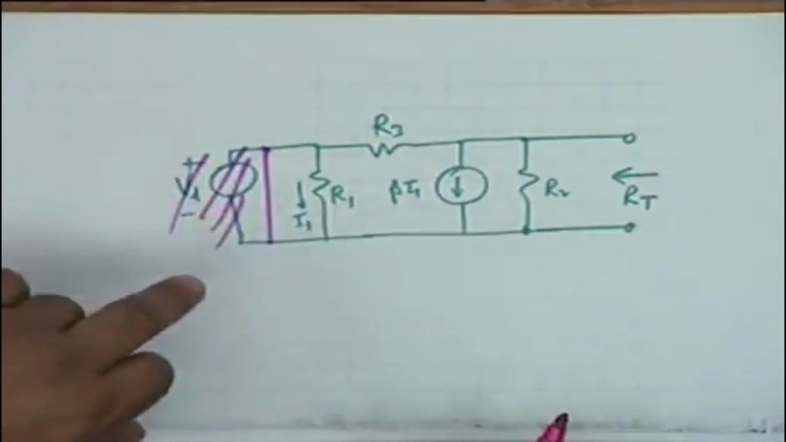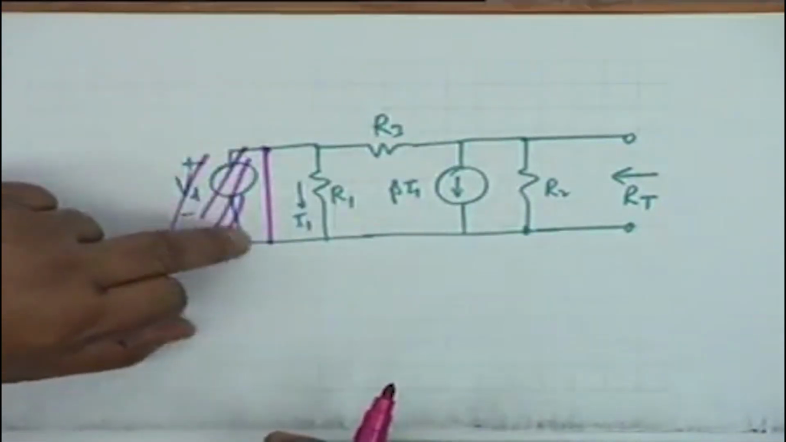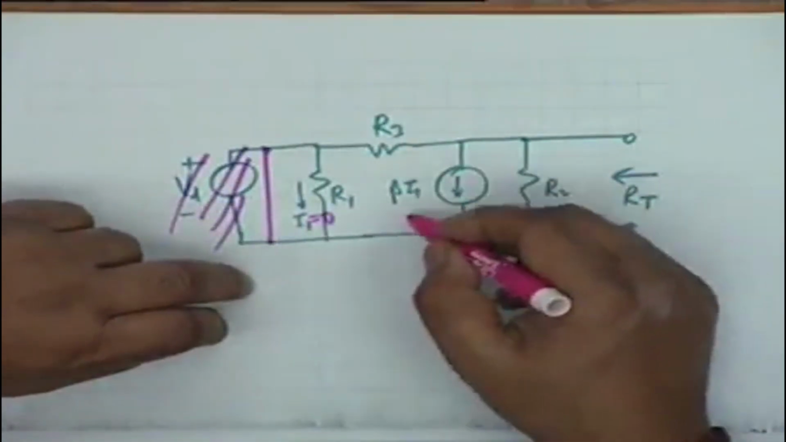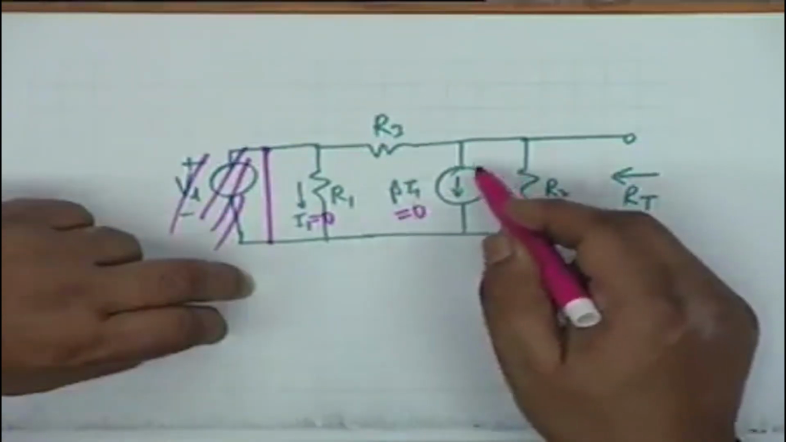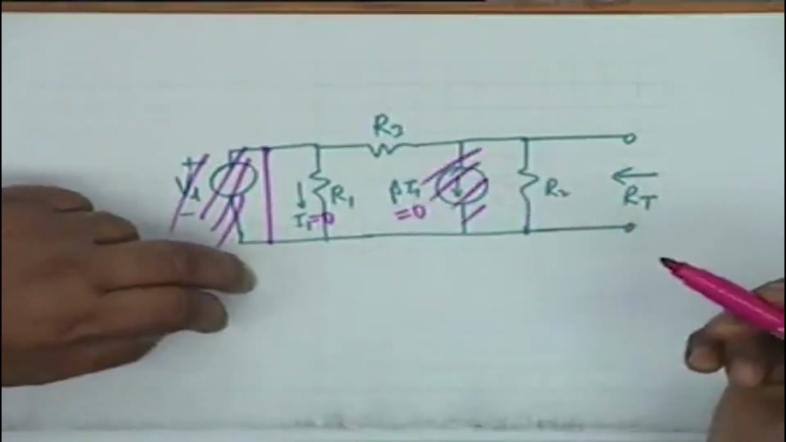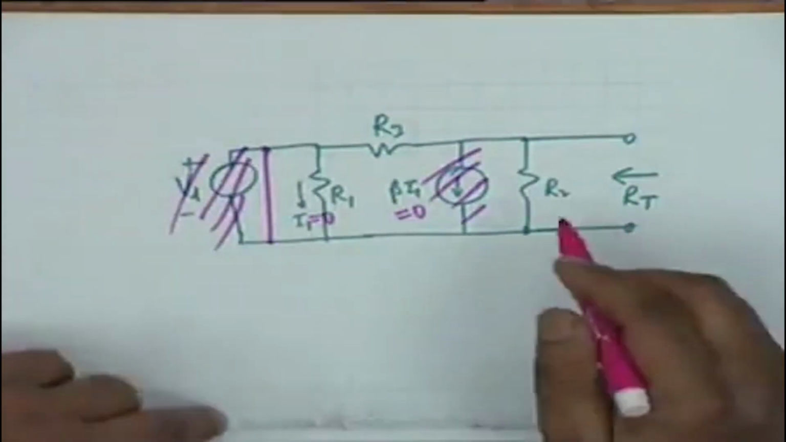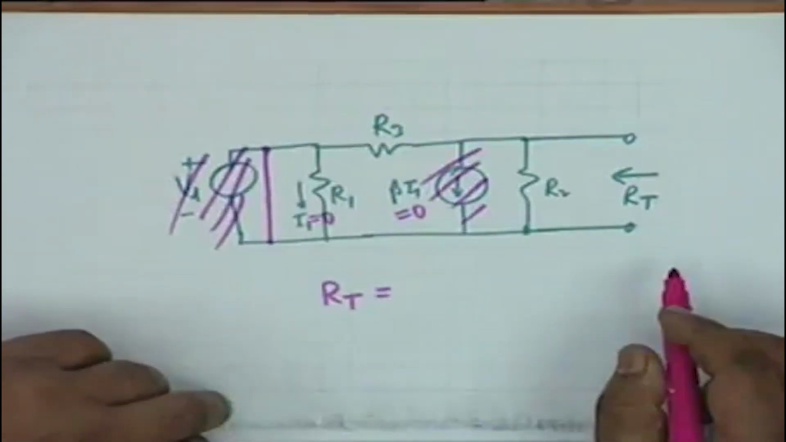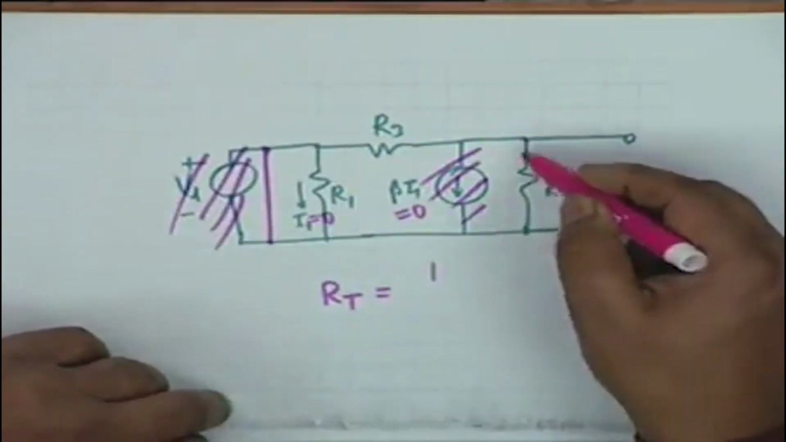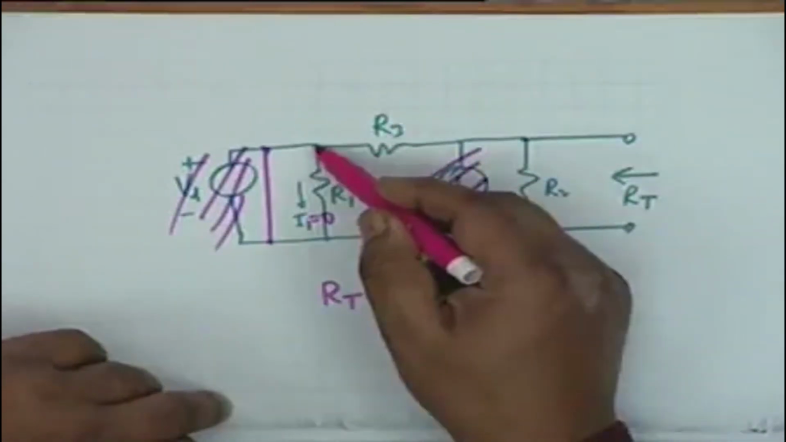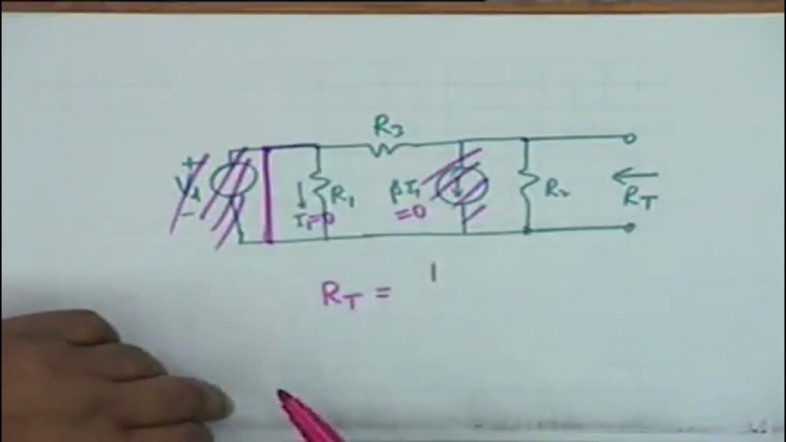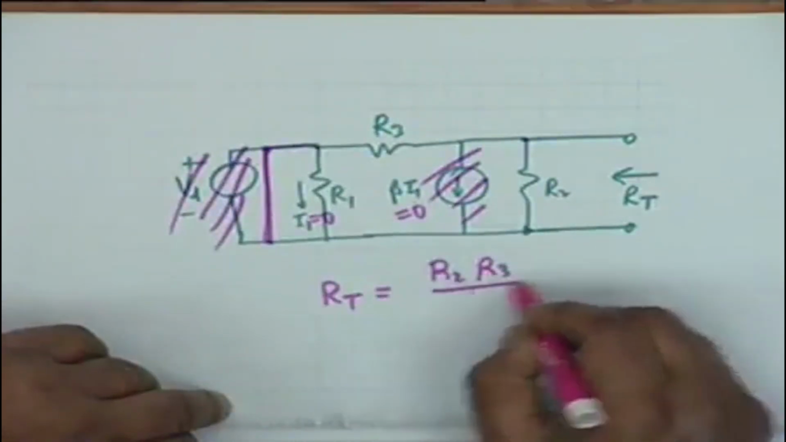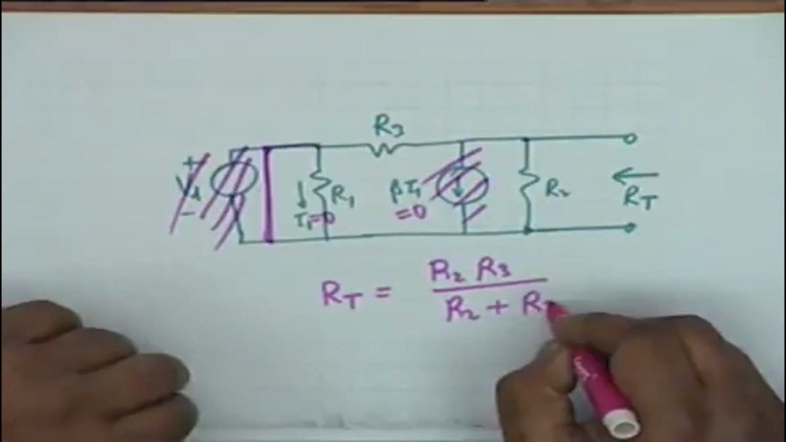Now you see that as a result of shorting this, what is I1? I1 becomes equal to 0, and therefore beta I1 becomes equal to 0, which means that the current generator is not there. Alright, so what is RT then? It is a parallel combination of R2 and R3, because R3 goes to short circuit. R1 is ineffective, so it is simply R2 R3 divided by R2 plus R3.